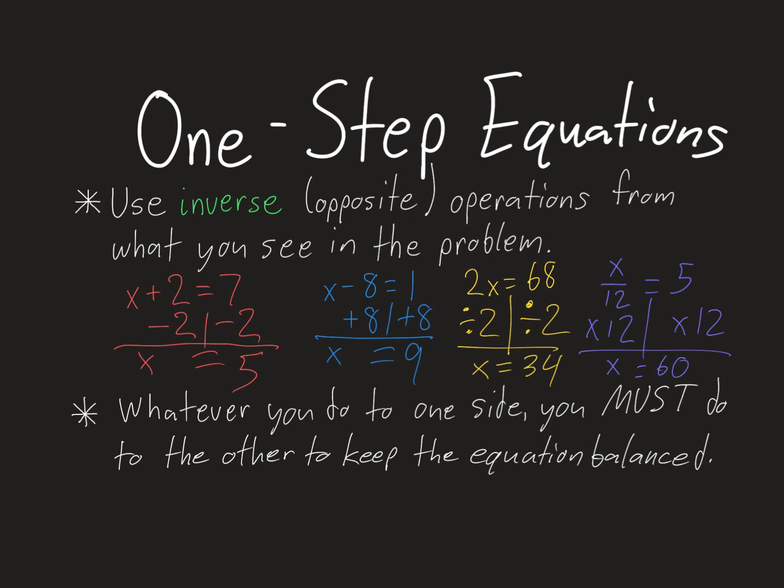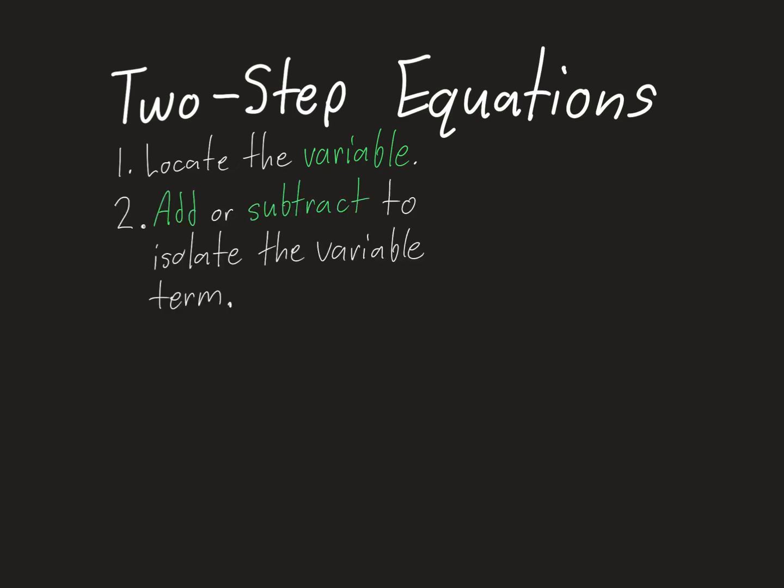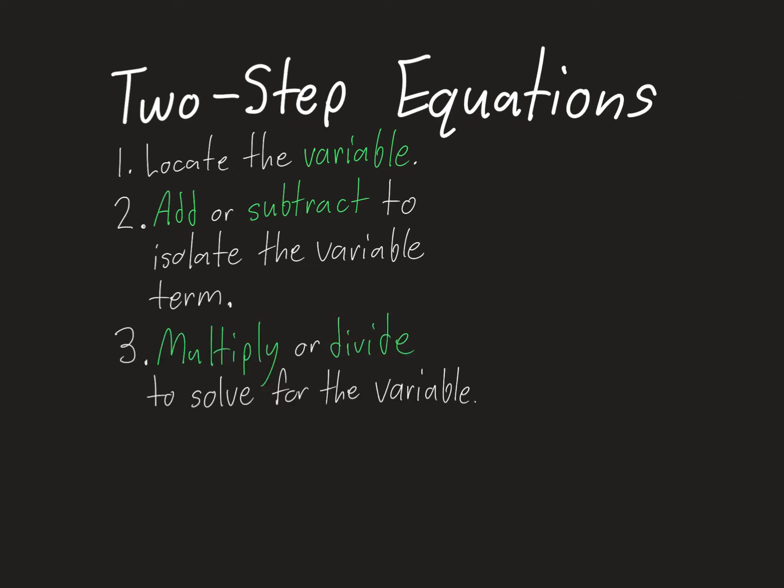We will keep these same 2 points in mind when we move on to two-step equations. To solve a two-step equation, we're going to follow a series of steps. First, we need to locate the variable. Once we have the variable, we will need to add or subtract to isolate the variable term. Isolate means to get it by itself. Finally, we will need to multiply or divide to solve for the variable.